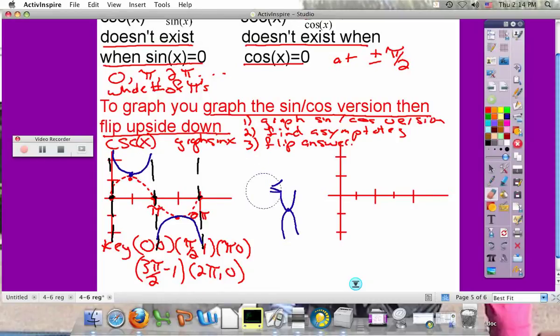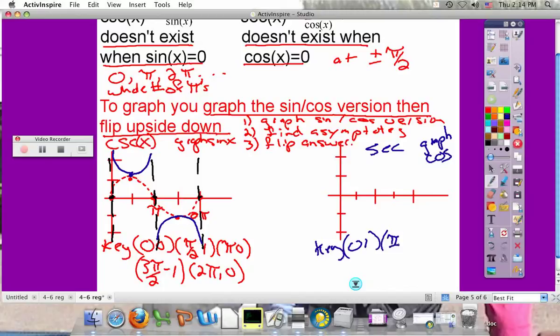Now, that was done. Let's talk about a secant graph. You get a secant when you actually graph a cosine. And the 5 key points for cosine are 0, 1; pi over 2, 0; pi, negative 1; 3 pi over 2, 0; and 2 pi, 1.